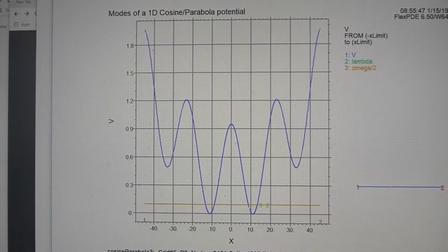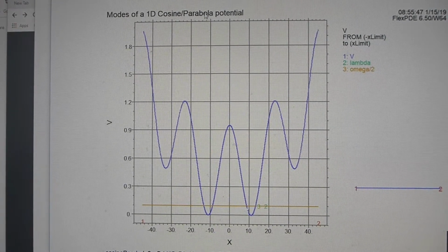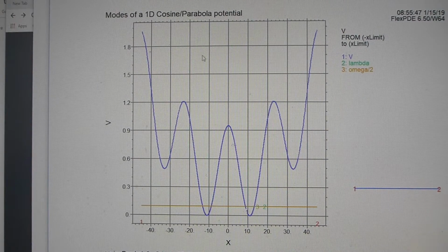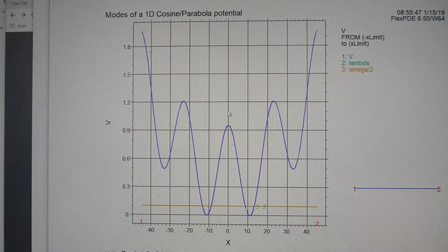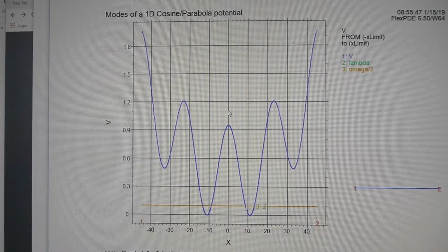Today I'd like to discuss the modes of a cosine slash parabola potential, one-dimensional. This potential consists of a cosine centered at 0 superimposed on a parabola. The cosine slash parabola potential has the advantage that all of its derivatives are continuous.